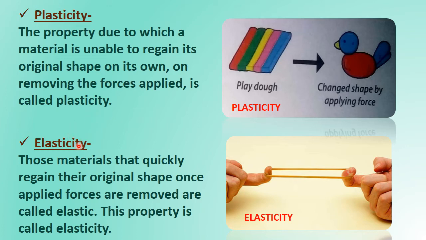Elasticity. Those materials that quickly regain their original shape once applied forces are removed are called elastic, and this property is called elasticity. A rubber band is elastic. When we stretch it, it is showing the property of elasticity. Once we remove the applied force, it will again regain its original shape.